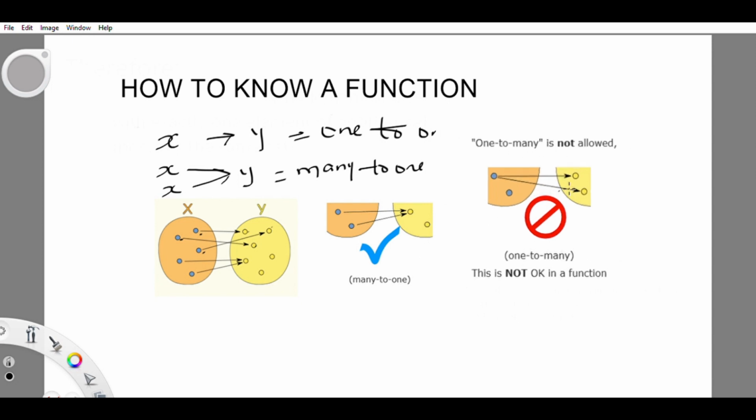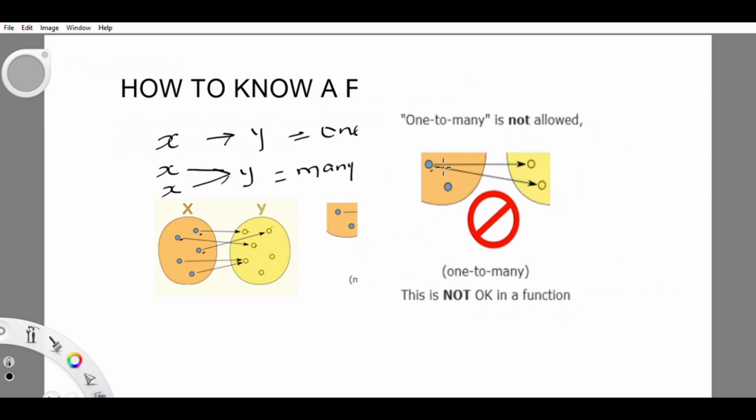In this case, we have one x value to more than one y value. This is not a function. When you have one x value having more than one y value, that is not a function. It is called one to many, and it is not a function.